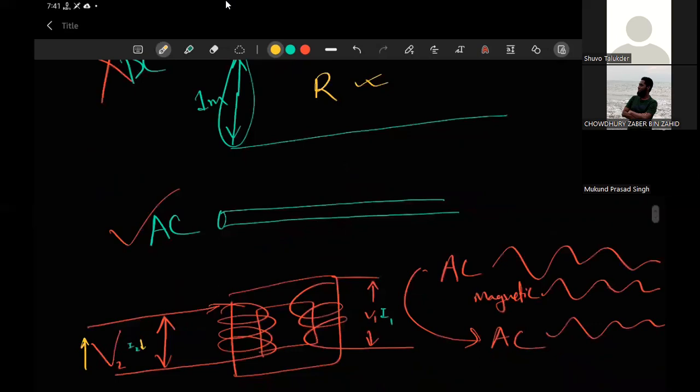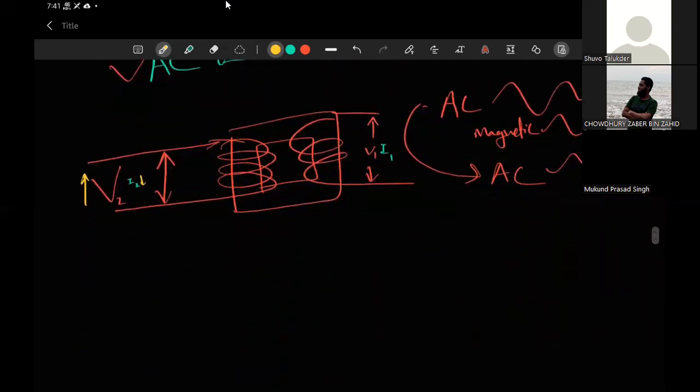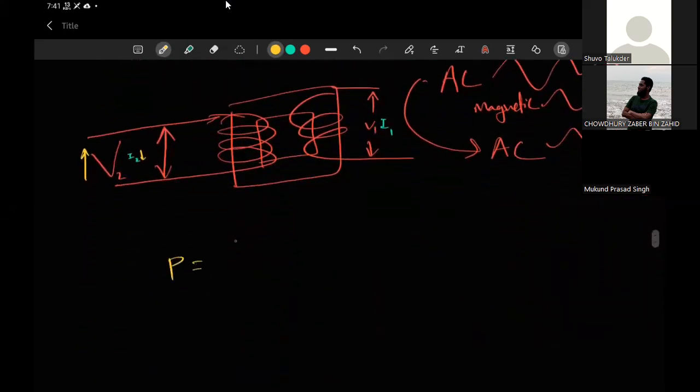Or what we can do is that we can have a wire with larger resistance, but we can reduce the current, because we know that the power consumed by the resistor is I squared R, right? So even if the resistance remains the same, if we can reduce the current, the power loss will go down, right?